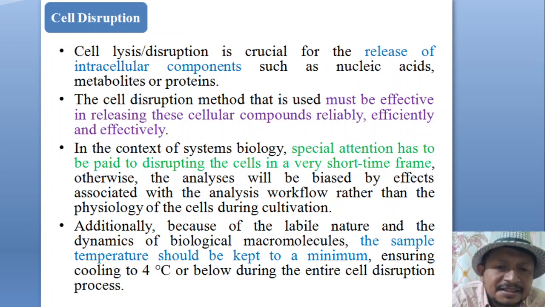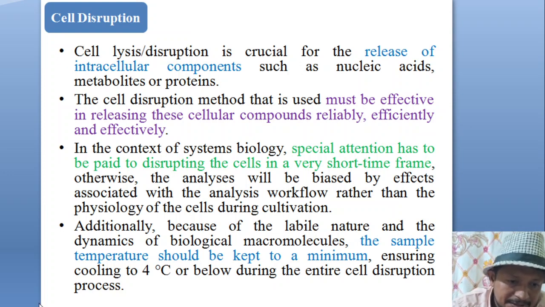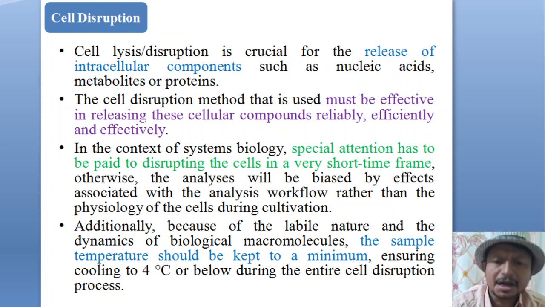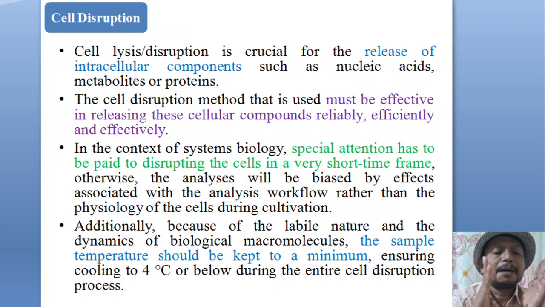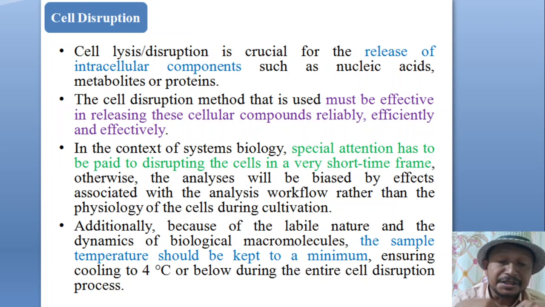Next, we have to give special attention to selecting the cell disruption methods. Why? We have to complete the cell disruption within a very short time frame. Why do we need a short time frame? Because if the cell lysis event is too long, what will happen? It is going to give us misleading results, or we are not going to have that much yield, or we are not going to maintain the activity of the enzymes. So we have to complete the cell disruption within a very short time frame.